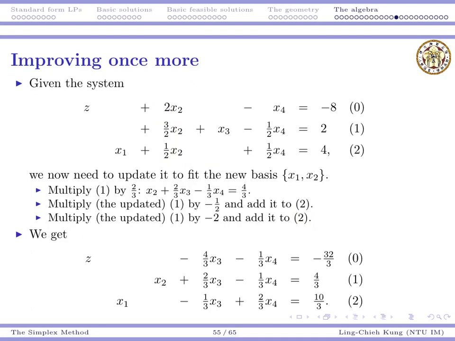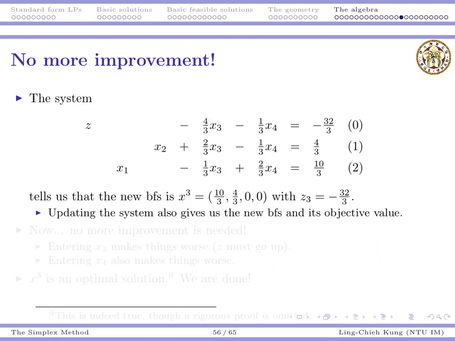And by doing that, now this part is clear, and that's what we need. We get this updated system. This system is telling us a very important thing. First, x1 and x2 are basic variables, and x3 and x4 are 0. So x1 is currently 10/3, x2 is currently 4/3. And also, these guys are 0, so the z value is currently like this, a better solution than the previous parts.